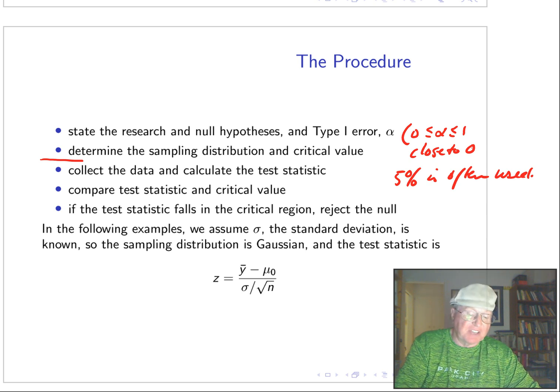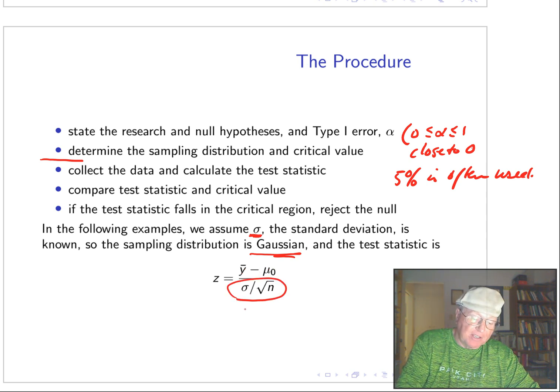Let's do some examples. We're going to assume that we know the variance, or standard deviation, and the sampling distribution then becomes Gaussian, and the test statistic is this z-score. Now notice, this is pretty much your standard z-score, but it's the score applied to the mean rather than to a single value, and that means that the denominator is the standard error.